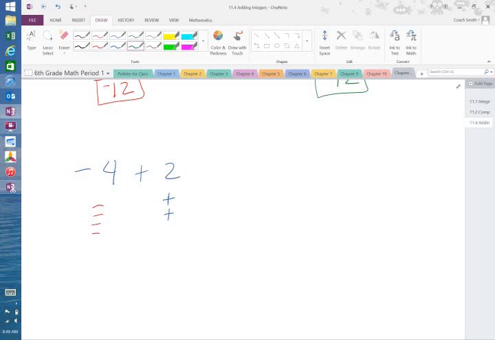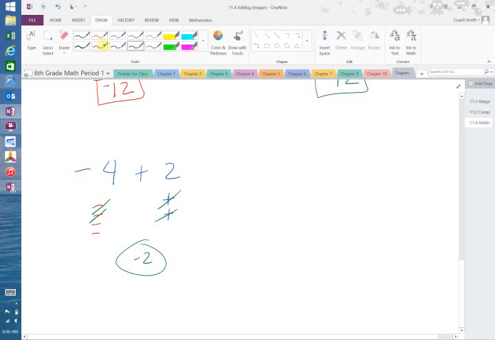Well, a positive, like in science, a proton and a neutron do what? Anybody know? They cancel each other out. Okay, a positive and a negative cancel each other out. So that leaves me with how many negatives? 2. So the answer to that problem is negative 2.